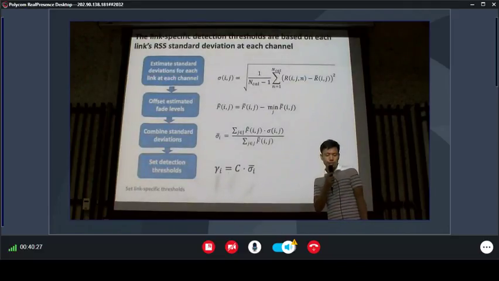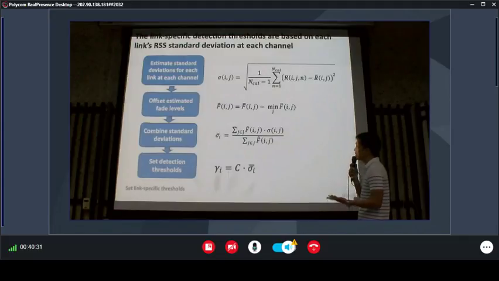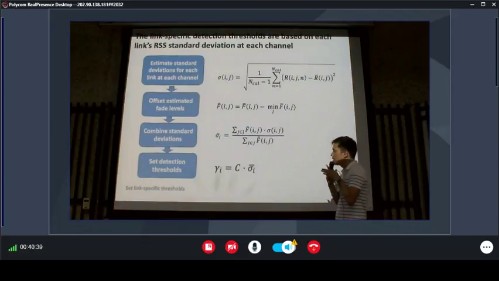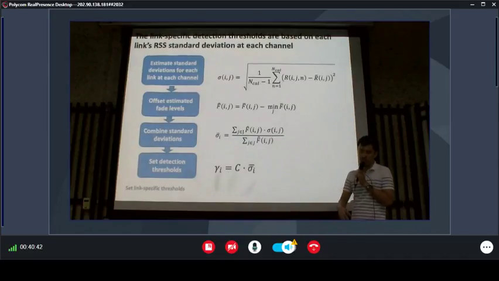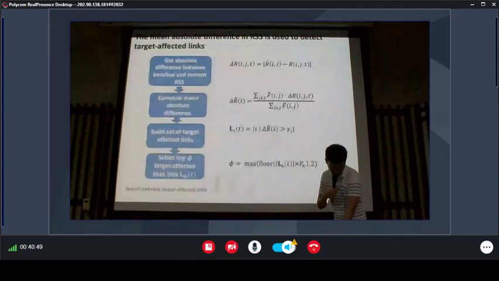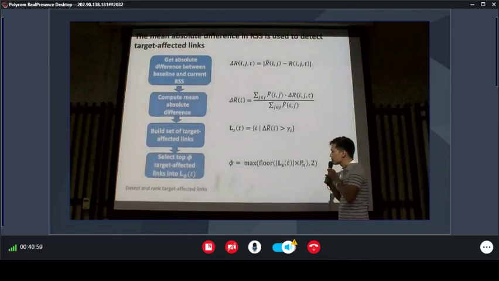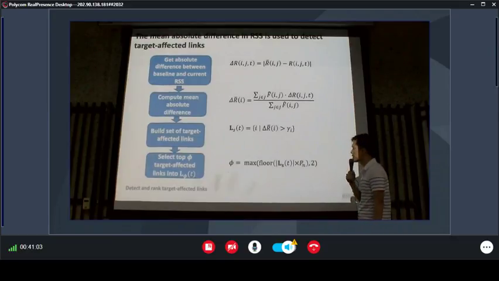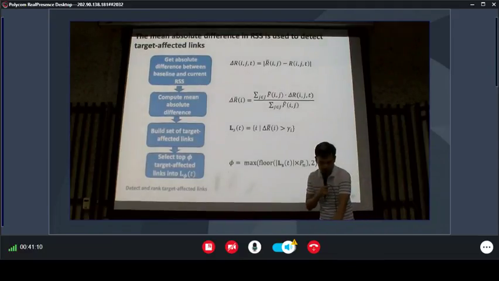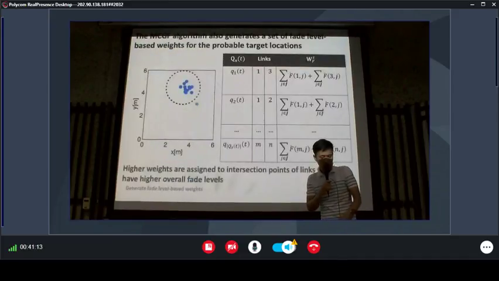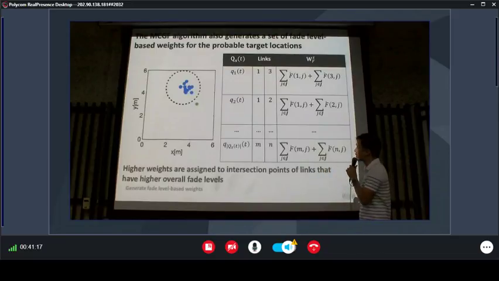For the link specific detection thresholds, essentially we just estimate the variance in the link during the calibration process and use that to set link specific detection thresholds. In the previous version of the algorithm, we just used a single value for the threshold for detection. And we take the mean absolute difference in RSS across all channels, weighted by the fade levels, to build a set of target affected links. And then we just select the top percent of those links to use for localization. And we proceed as before, similar to how the GF algorithm arrives at the point estimate.